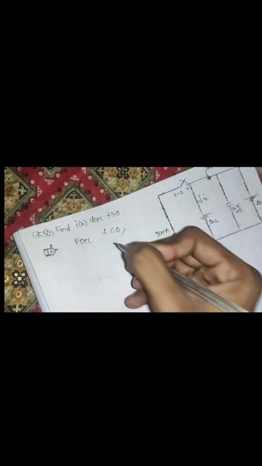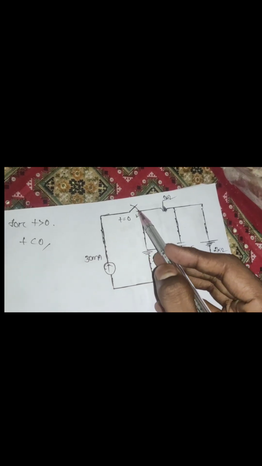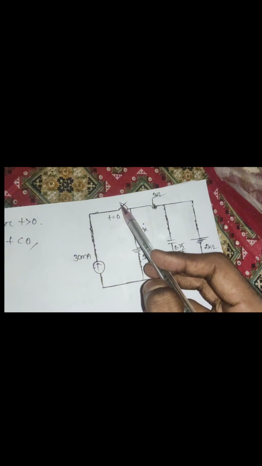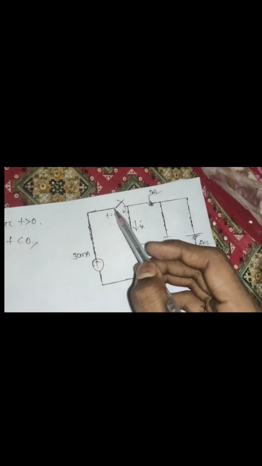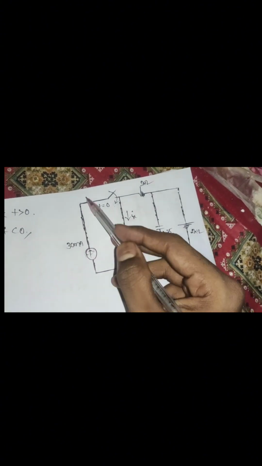For t less than 0, the switch will be closed when t equals 0 or t is greater than 0, right? For t less than 0, the switch will be opened, or it will remain the same. If it's opened, then no current will flow in this total circuit.